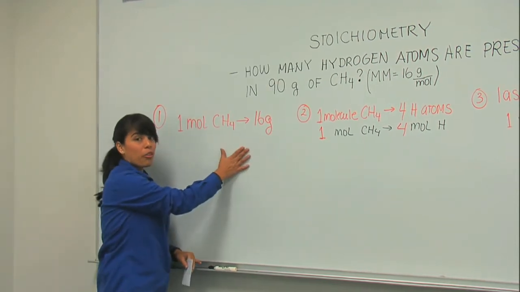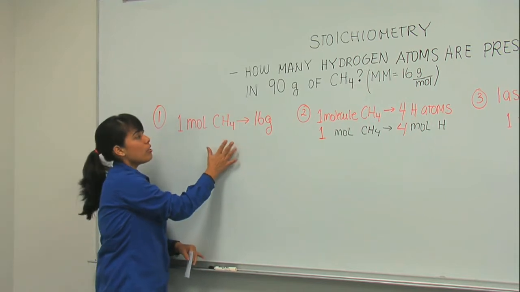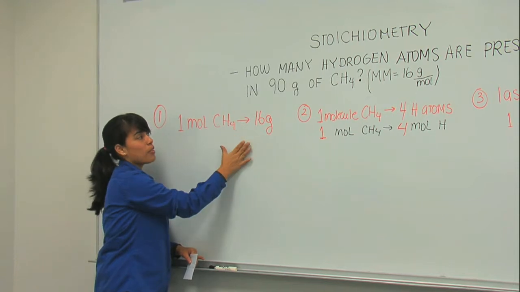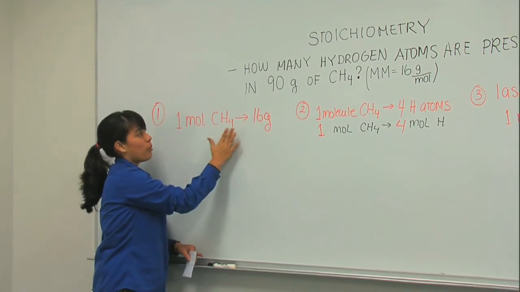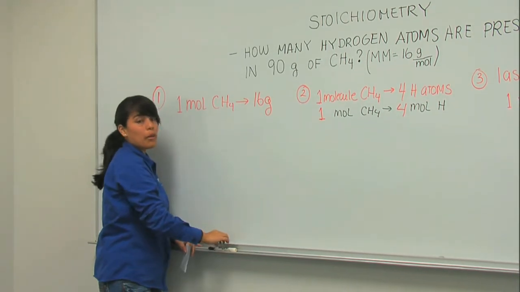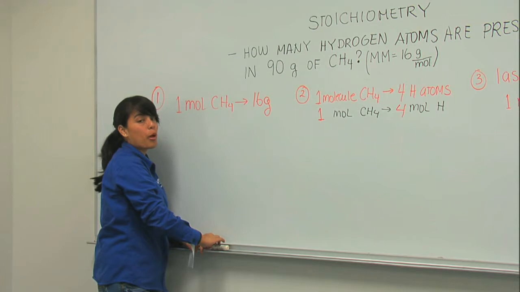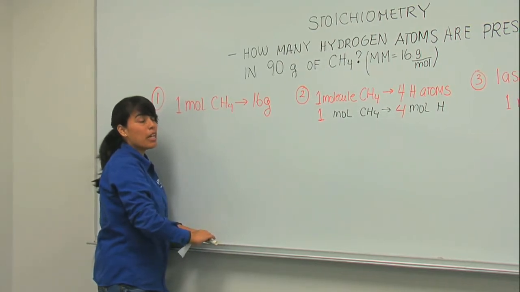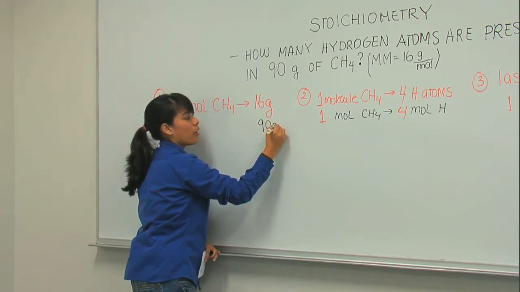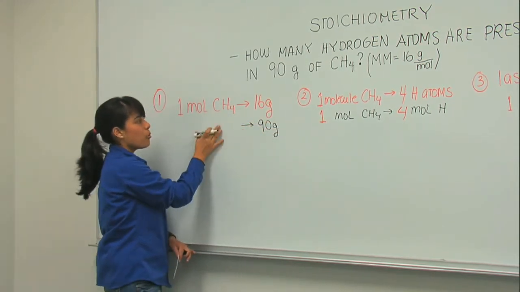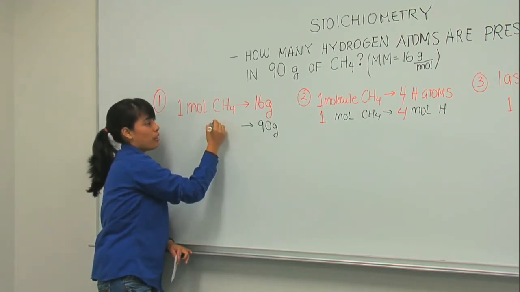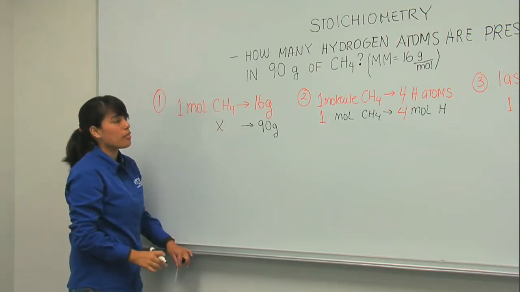So I'm going to use a method called the proportion method. What I need to do is once I write down what I know, in this case that 1 mole of methane is 16 grams, I need to establish an order. I'm going to write moles on the left and grams on the right. And I'm going to put the value that they're giving me in the problem. They're telling me that I have 90 grams, right? So I'm going to write 90 grams here. And of course, I don't know the number of moles that are equivalent to these 90 grams. So I do an X.